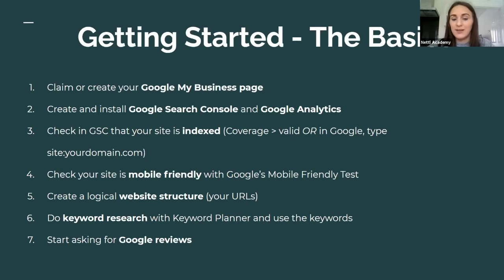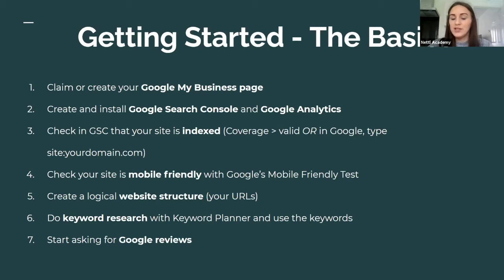So you'll need to get that indexed. But you can also see this in the coverage section of the Google Search Console tool. You'll want to check that your site is mobile friendly. You want to create a logical website structure. So by that I mean, got your homepage, what other pages do you need on your site to ensure you're covering everything that you need?